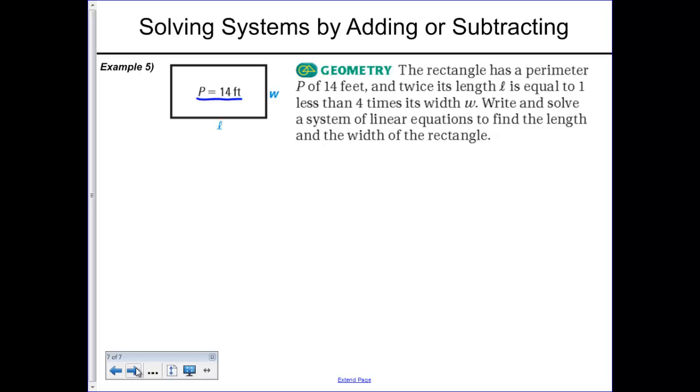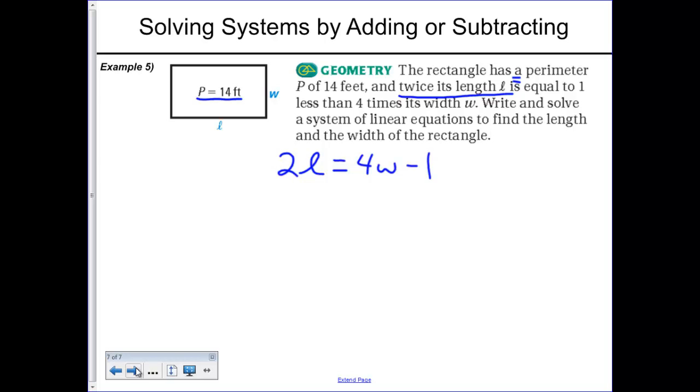So they're kind of telling us right here, twice its length is, that's an equal sign. So length times 2 equals, what does it equal? 1 less than 4 times its width. So 4 times its width minus 1. And that's the equation they're telling us there. They want us to write and solve a system of equations to find the length and width. Well, that's only one equation. So where does the other equation come from?